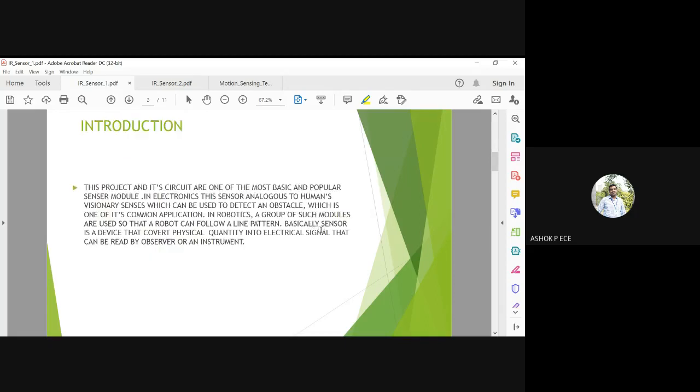It is a popular sensor model in electronics, analogous to the human visionary sense. It is used just to detect an obstacle, which is one of the common applications. Take the remote controls we use in our house. If any obstacle is placed between the remote control and the TV, the TV will not be able to receive the IR signals, right? In the same way, if an obstacle is there, the detected signal will be zero. That is the simple logic of how an IR sensor is going to work.